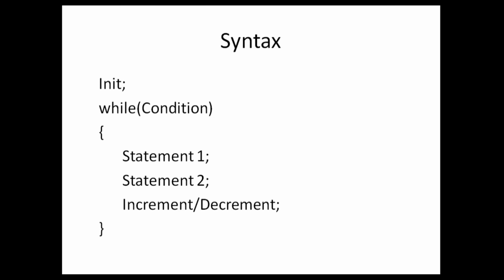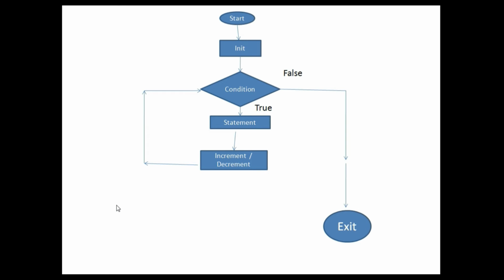So this is the basic syntax, where we have initialization outside the loop, then we have while, condition, and statement. If condition is true, then only it executes, and then increment and decrement part. This is the basic flow of our program. So program start and initialization, then we check for condition. If condition is false, the program goes for exit. If condition is true, we'll go for statement, and then increment and decrement part. But make sure to add our increment decrement part, because it's the most important thing in while loop.